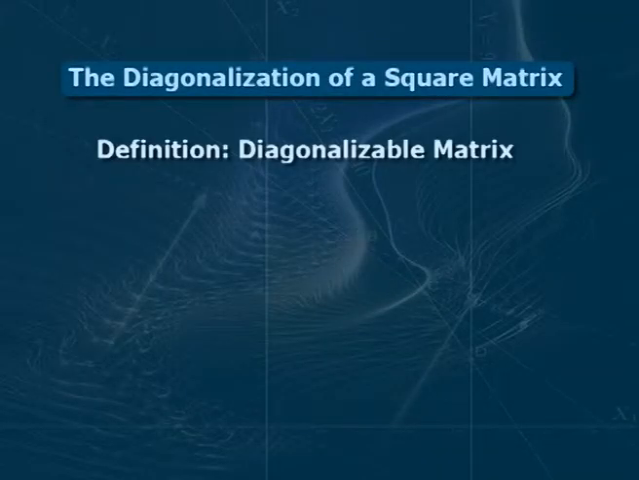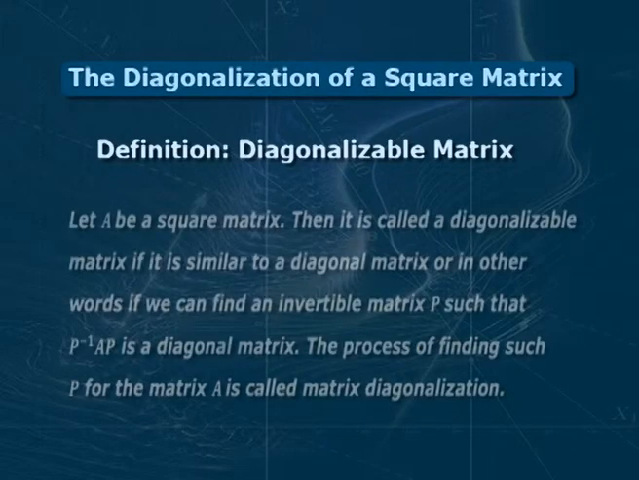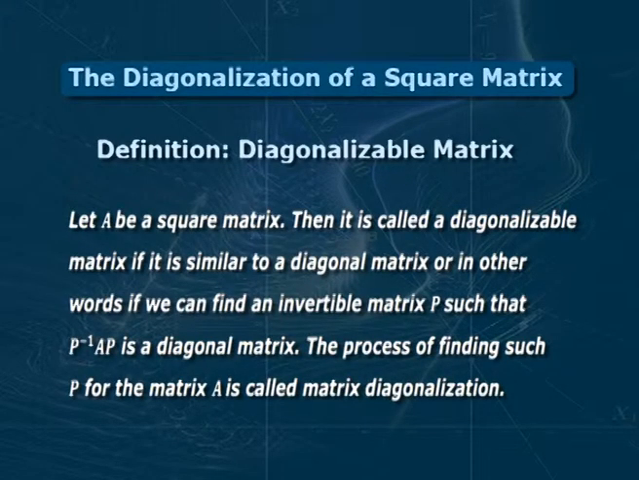Definition: diagonalizable matrix. Let A be a square matrix, then it is called a diagonalizable matrix if it is similar to a diagonal matrix, or in other words, if we can find an invertible matrix P such that P inverse A P is a diagonal matrix. The process of finding such P for the matrix A is called matrix diagonalization.